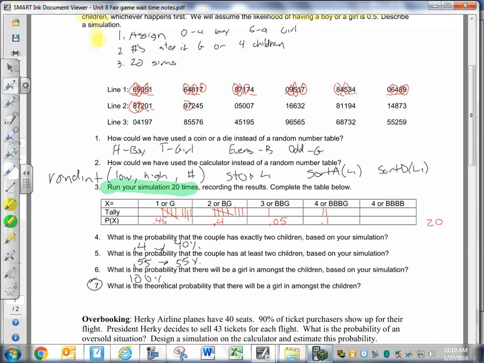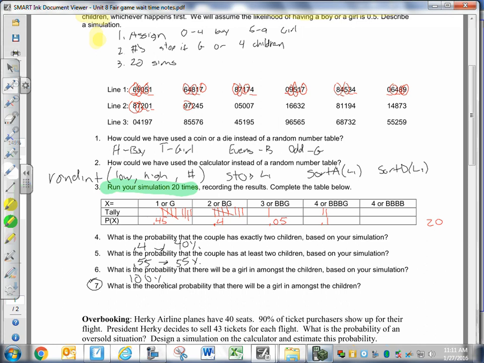Who can tell me how to find the theoretical probability? This is just probability using our probability rules, that there will be a girl amongst our children. It's a challenging problem. Anybody have any guesses? It's 0.5 times 0.5. So that would be the probability of getting a girl, then a girl, then a girl, then a girl, if I do 0.5 to the fourth. I would get 4 girls. The question is, I just want 1 girl. What's the probability of just getting 1 girl?